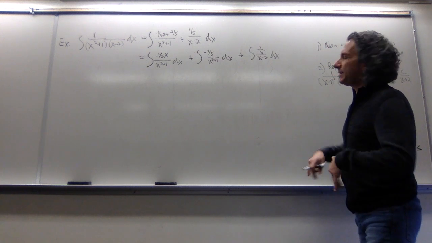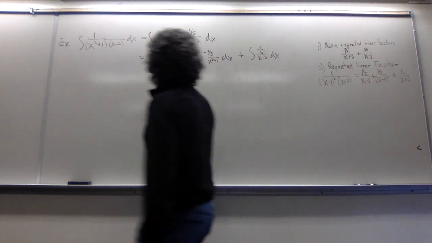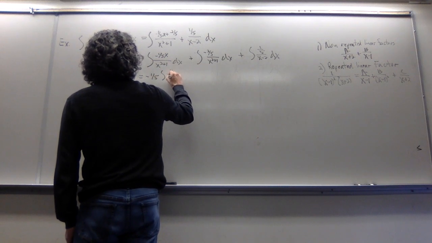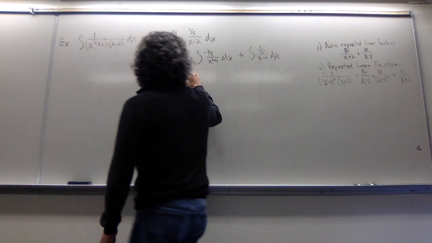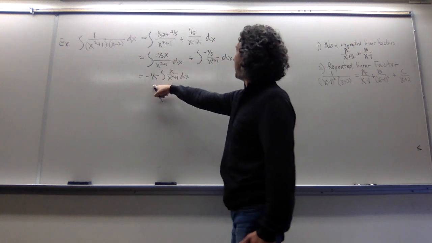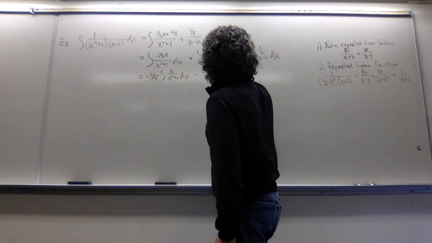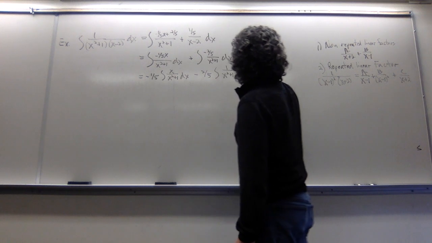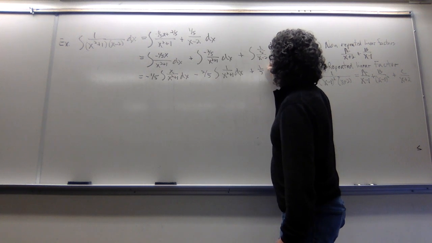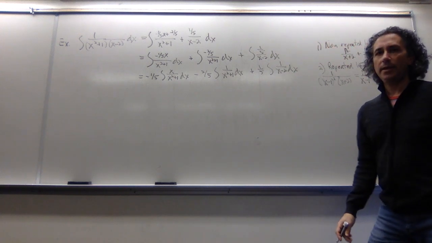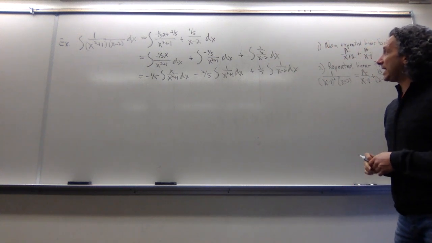And let me just clean this up a little bit before we dive into the integration and I explain exactly how these guys can be integrated. So I'm just going to pull out constants when appropriate. So the minus 1/5 can be pulled out. The minus 2/5 can be pulled out. The 1/5 can be pulled out. And now let's study this to make sure we can actually integrate it.